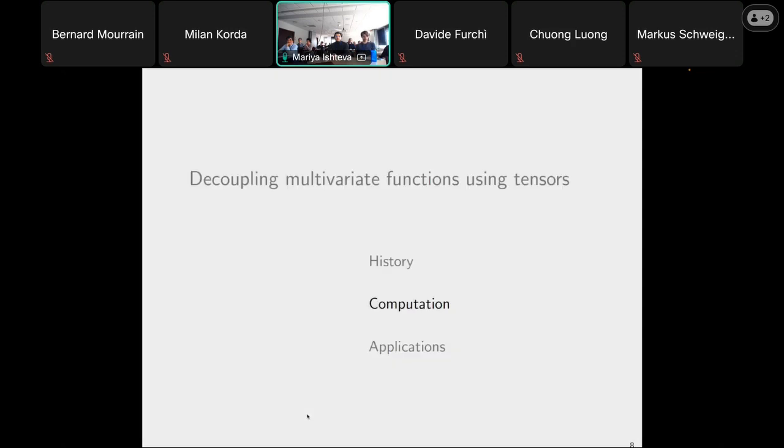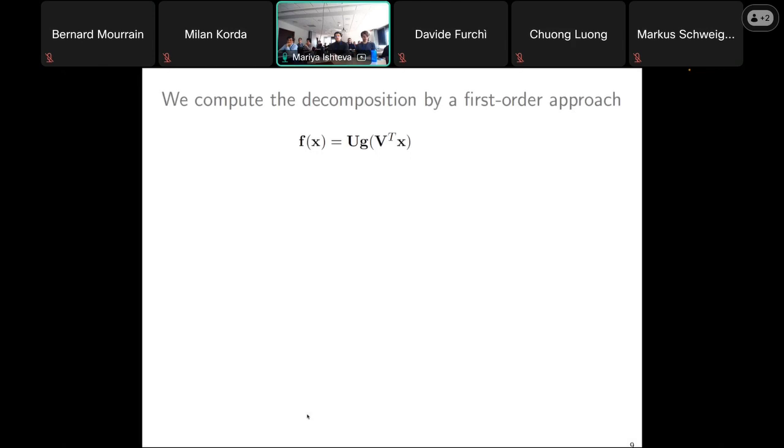Okay, so now we want to compute it. So this is the formulation that we have. Given is a function f that we know.